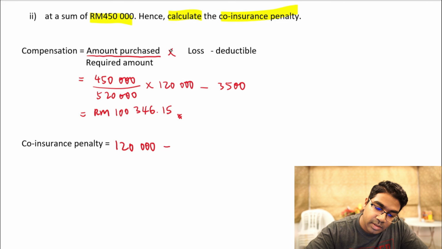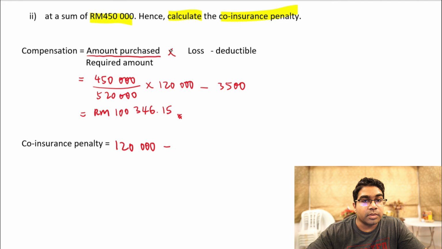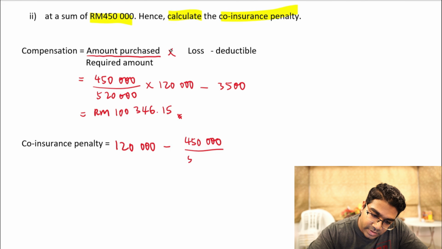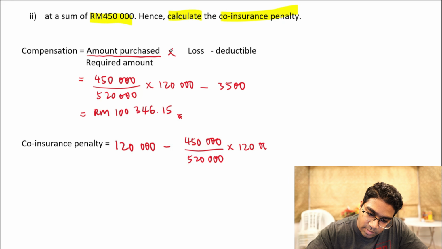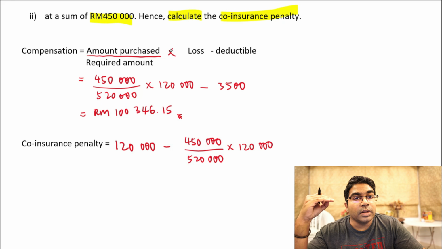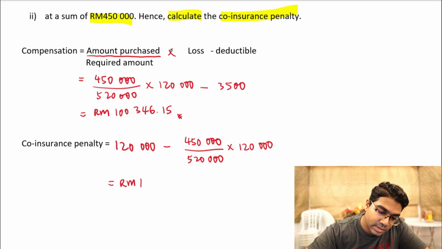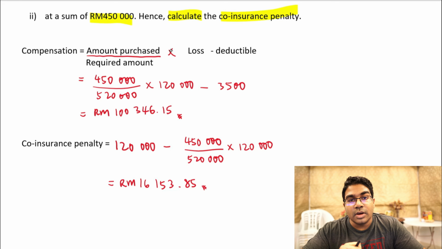amount, minus the amount that she was compensated for because she didn't buy the full amount, which is 450,000 over 520,000 times the loss. This is the amount that she was compensated for, not including deductible. And so the value here is, the penalty that she is actually paying is 16,153 ringgit and 85 cents. This is the loss that she is bearing for not buying the insurance at the required amount.